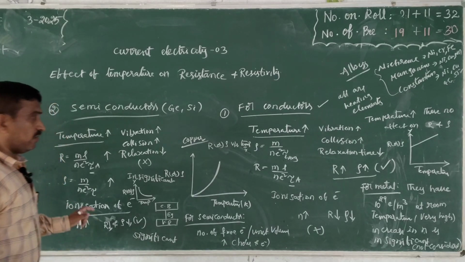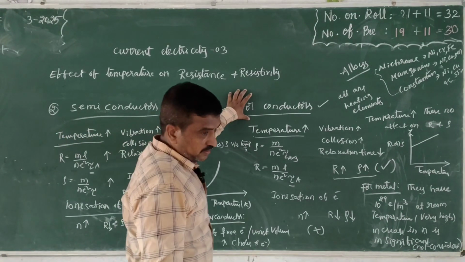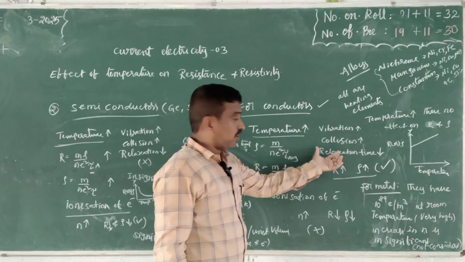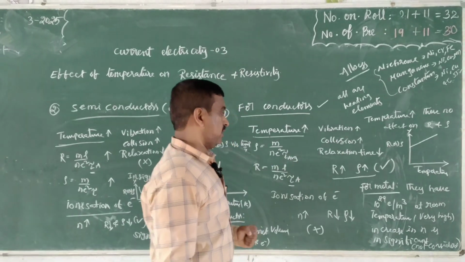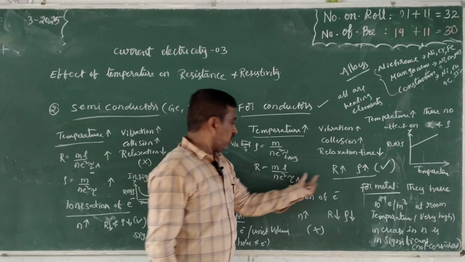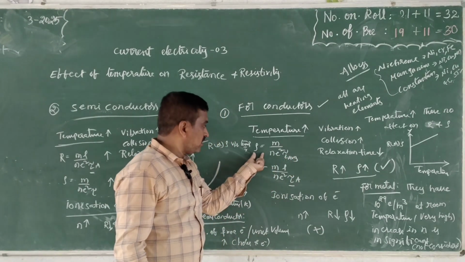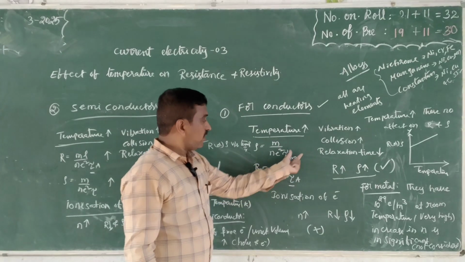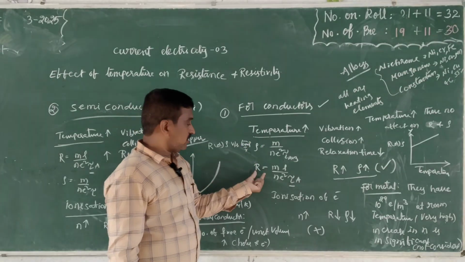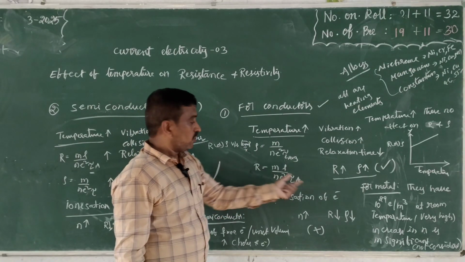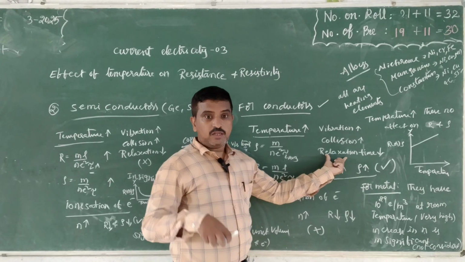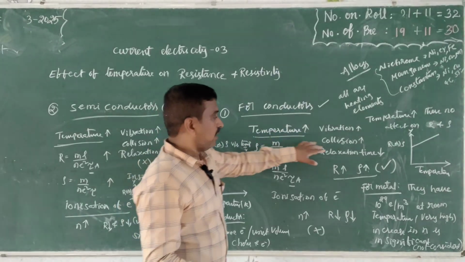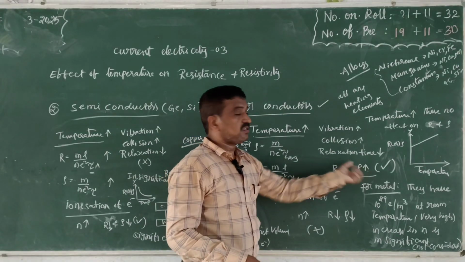So that is alloys. Once again, for conductors, when temperature increases, vibration increases, collision also increases, and automatically relaxation time decreases. In the formula, resistivity equals m by n e squared tau average. Tau is in the denominator, so as the denominator decreases, the value increases. That's why relaxation time decreases, and resistance and resistivity increase.